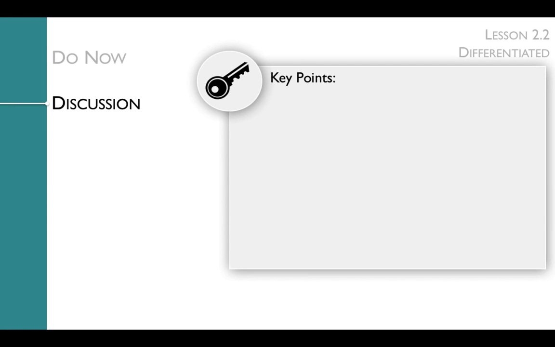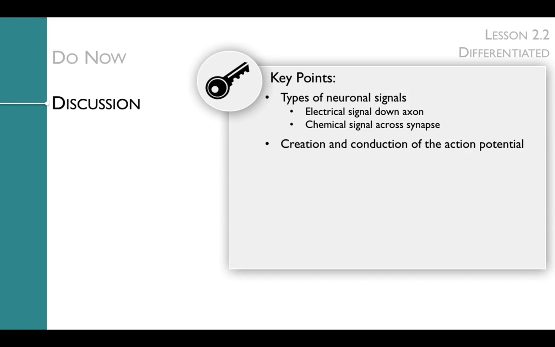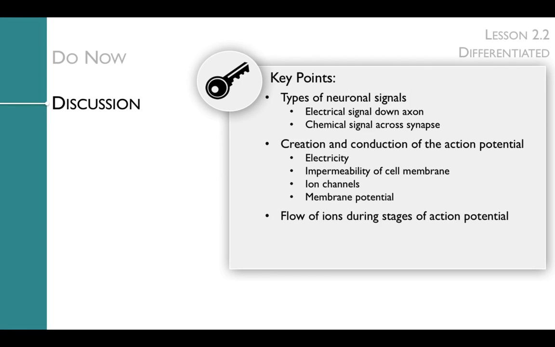The key points of the discussion are to introduce the types of neuronal signals, including the electrical signal down the axon and the chemical signal across the synapse. The discussion also presents the creation and conduction of the action potential, which depends on the following key scientific concepts, which will also be discussed: electricity, impermeability of the cell membrane, ion channels, and membrane potential. The discussion also covers the flow of ions during the stages of the action potential. Those stages are getting to threshold, depolarization, and hyperpolarization.